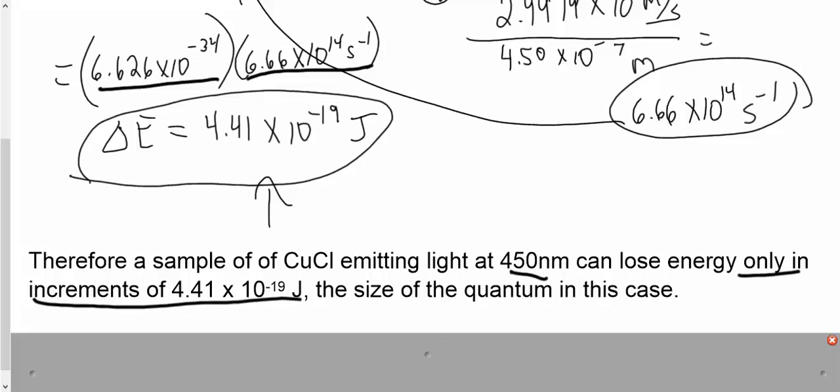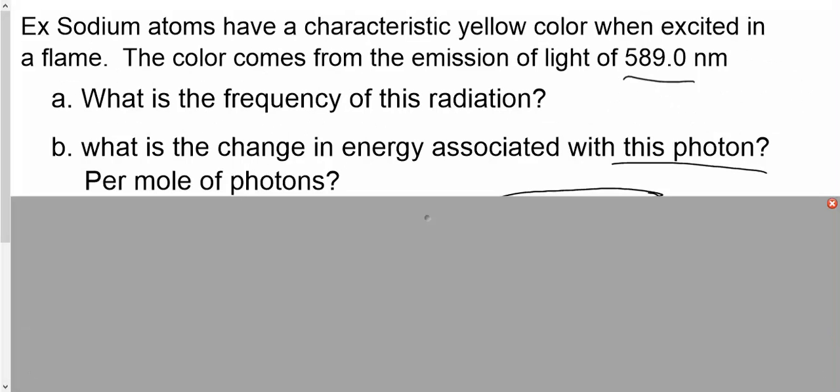Example number 2. Sodium atoms have a characteristic yellow color when excited in a flame. The color comes from the emission of light of 589 nanometers. A. What is the frequency of this radiation? B. What is the change in energy associated with this photon per mole of photons? So there are two parts of B.